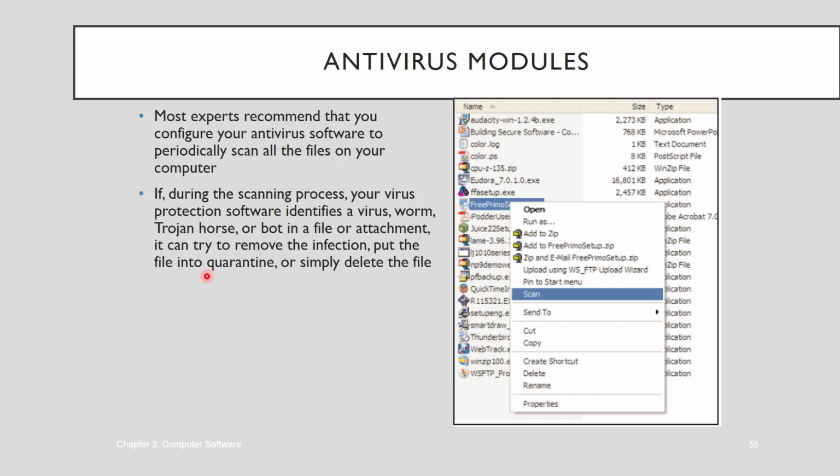If during the scanning process your virus protection software identifies a virus, worm, Trojan horse, or bot in a file or an attachment, it can try to remove the infection, put the file into quarantine, or simply delete the file. In the context of antivirus software, a quarantine file contains code that is suspected of being part of a virus. For your protection, most antivirus software encrypts the file's contents and isolates it in a quarantine folder so it cannot be inadvertently opened or accessed by a hacker.